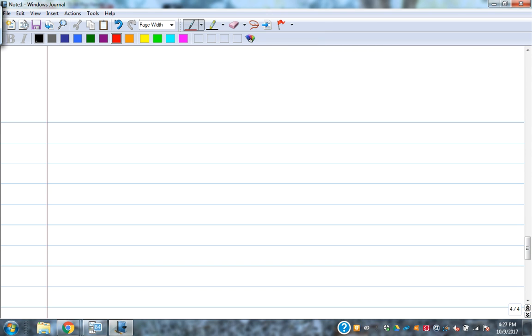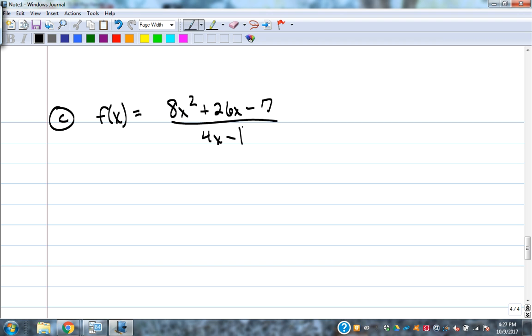Another problem means another page, right? They take up a lot of room. So let's do one. 8x squared plus 26x minus 7 over 4x minus 1. This is kind of an interesting one.